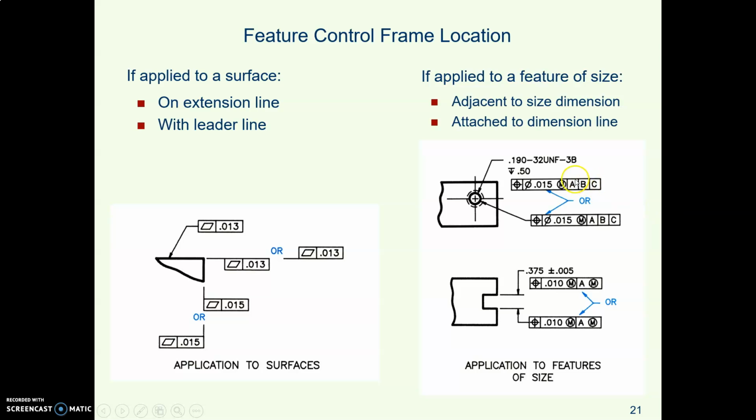On the right, we see a bunch of controls applied to features of size. So the control might be part of a hole diameter callout. That's the size dimension, and here's the thing. You might point right at the hole. It might be attached to the slot width. That's the feature of size. Or it might point with a leader at the size dimension. And we'll talk about those more as we go along.